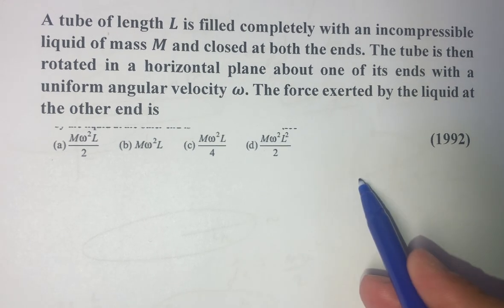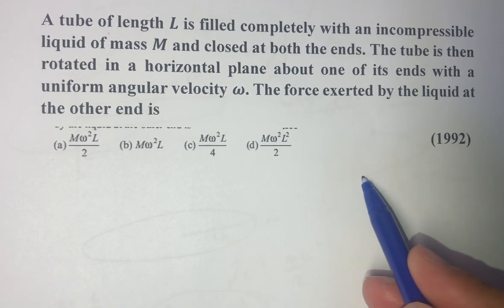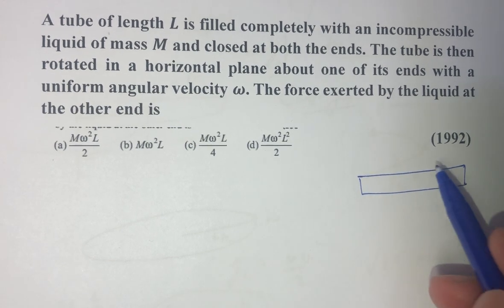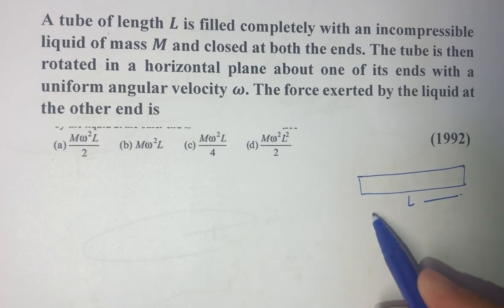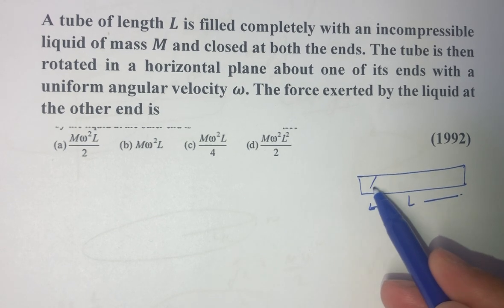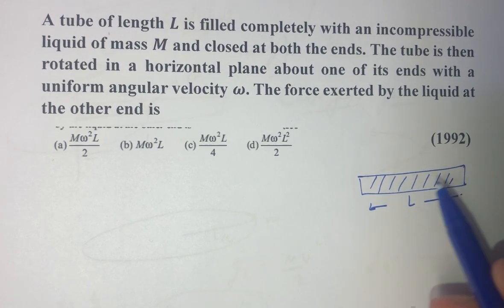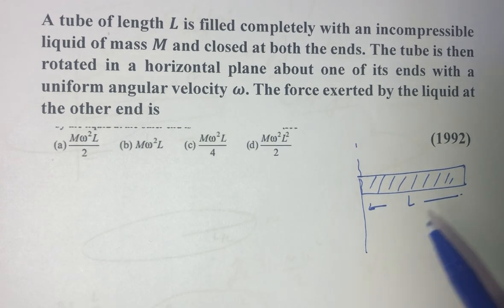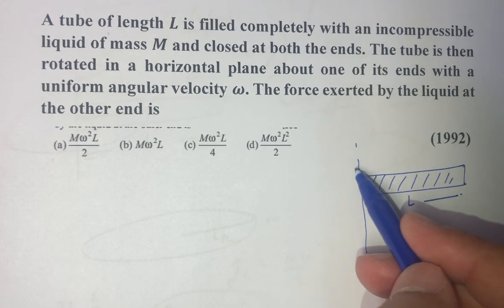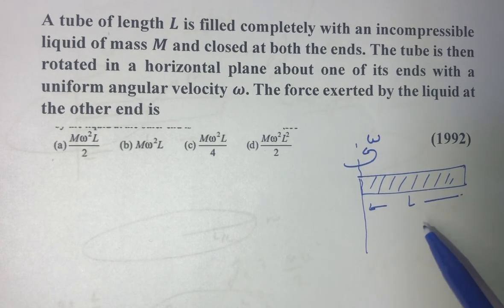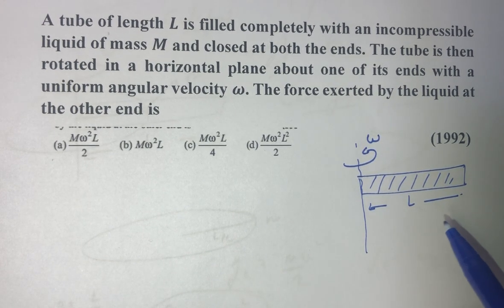So we are given that there is a tube whose length is given as L and it is filled with incompressible liquid and is rotated about one of its ends with an angular velocity of omega. So we are supposed to find out the force exerted by the liquid at the other end.